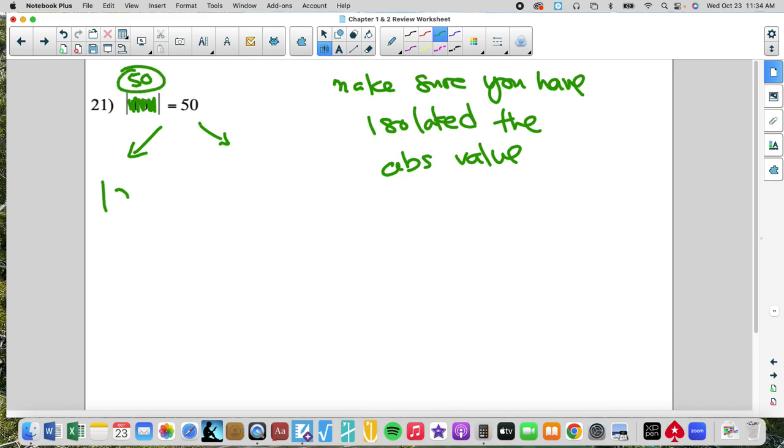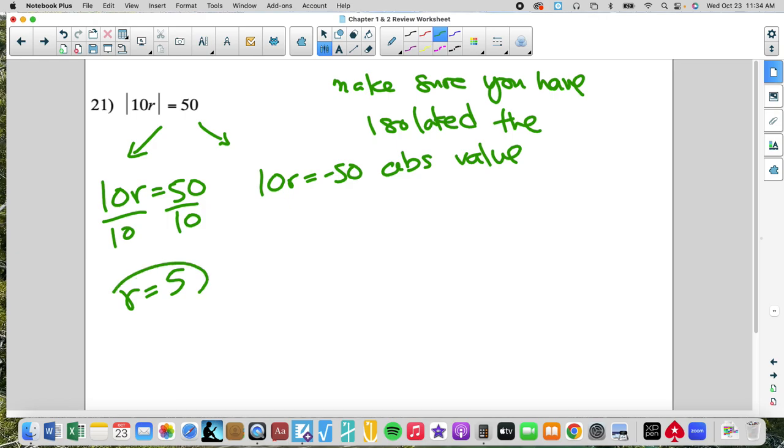So we would say 10r can equal positive 50. And then inside here could be a negative 50 because the absolute value of negative 50 would also work. So we would say 10r can equal negative 50. So we write two statements because whatever can be inside here can be a positive or negative value. So now we're going to solve it. Divide by 10, we get r equals 5. Divide by 10, we get r equals negative 5.